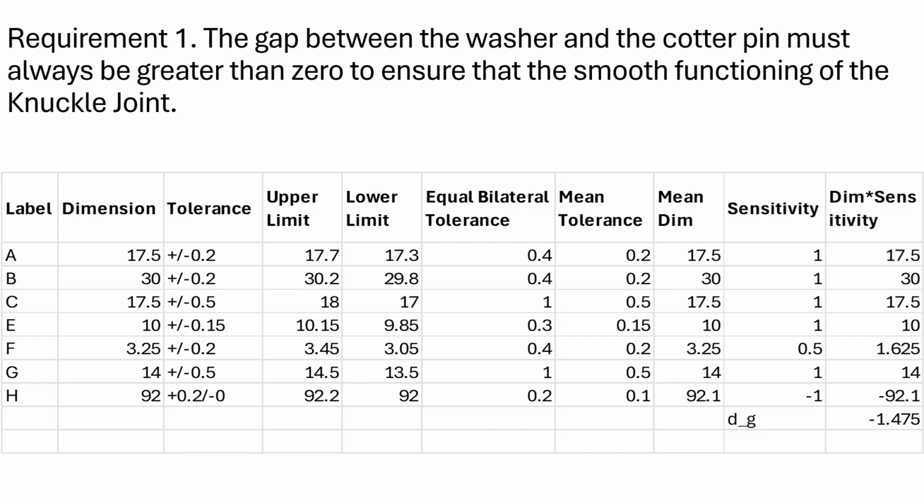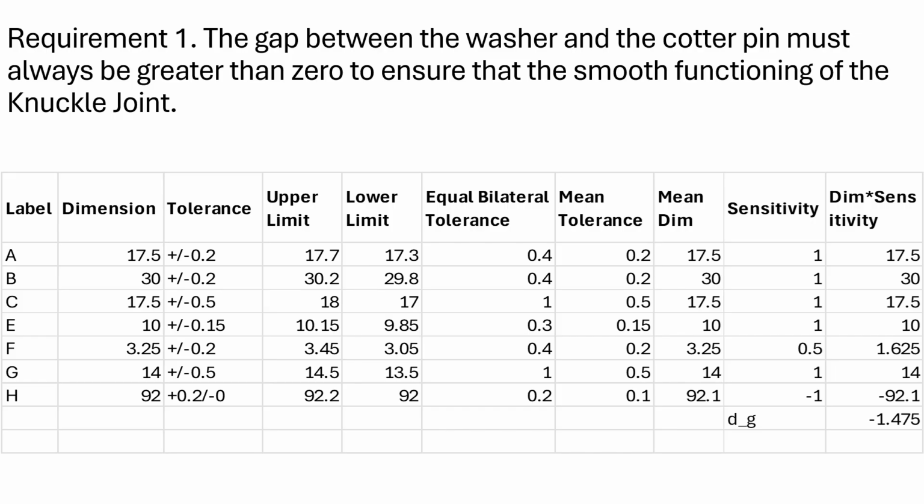Then I am calculating 17.7 as upper limit, that is 17.5 plus 0.2, and 17.5 minus 0.2 is 17.3, that is lower limit. Equal bilateral tolerance is the upper limit minus the lower limit, and mean tolerance equals equal bilateral tolerance divided by 2. The mean dimension is now the lower limit of the dimension plus the mean tolerance, that is 17.5.